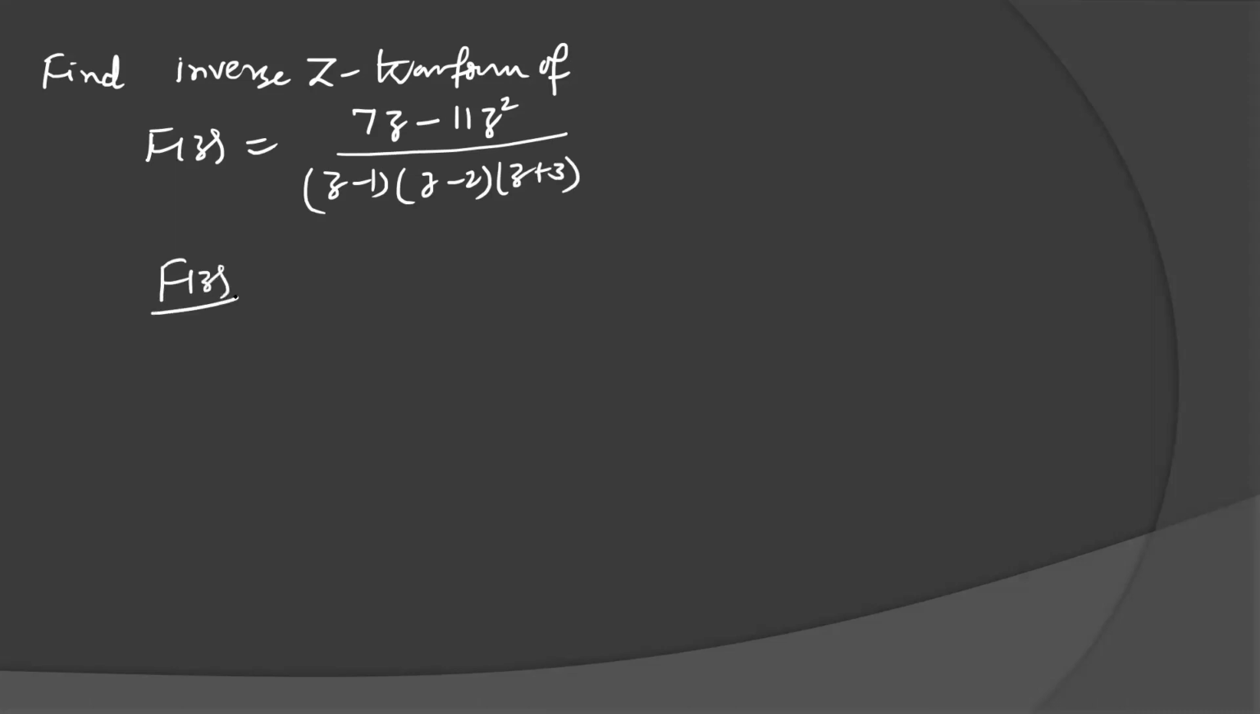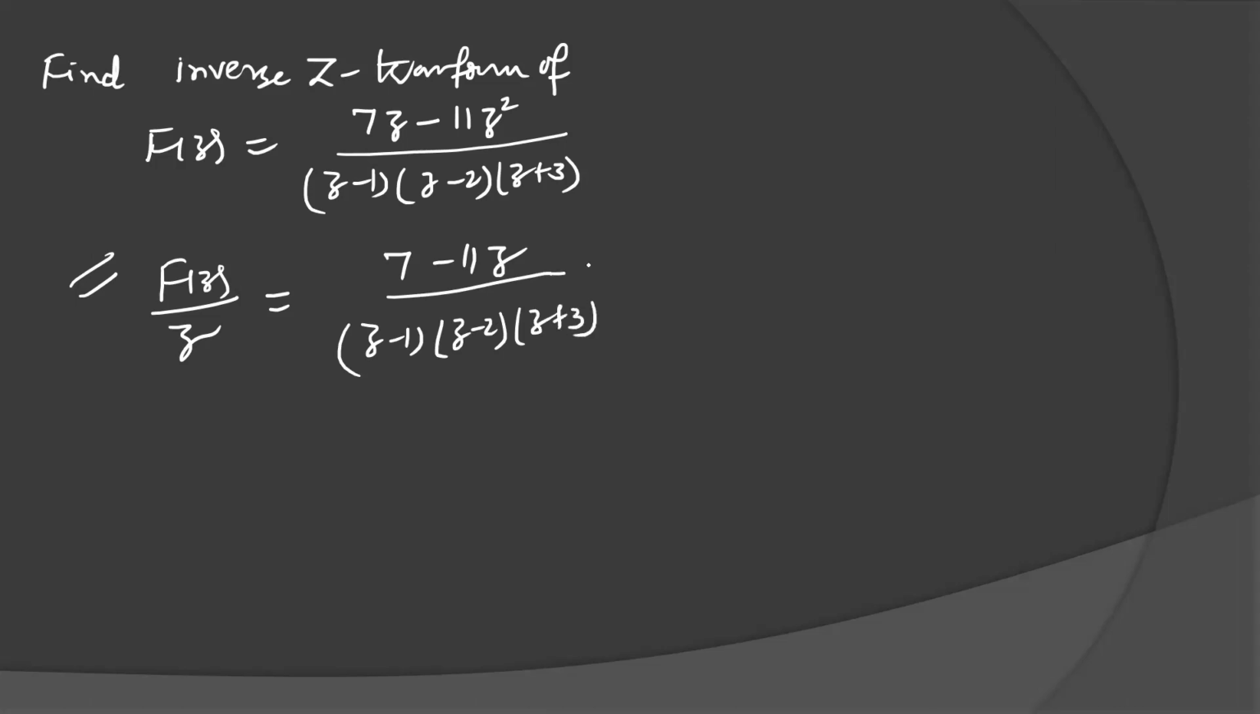We will take one z from the denominator to this side, or you can say divide by z both the sides. This is the better statement. Divide by z both the sides. So it will be (7 minus 11z) over (z minus 1)(z minus 2)(z plus 3). Now you break the partial fractions of this.